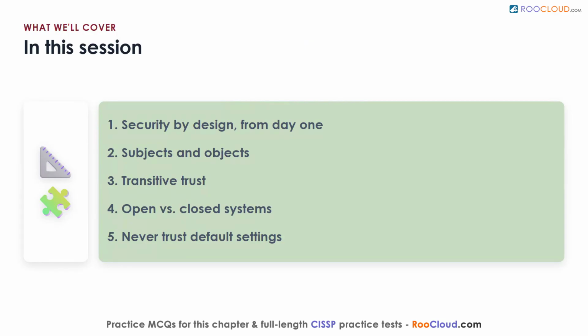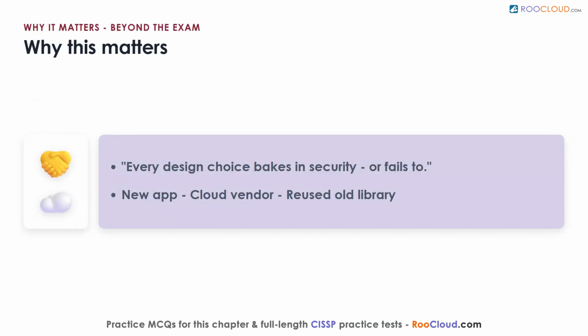We'll answer several questions. Why should security be part of design from day one? Who or what is a subject, and what is an object? What makes transitive trust dangerous? How do open and closed systems differ? And why should you never trust default settings? Why does this matter beyond the exam?